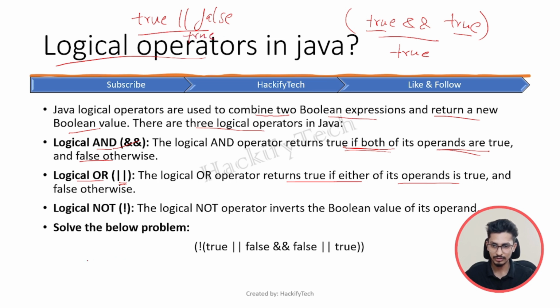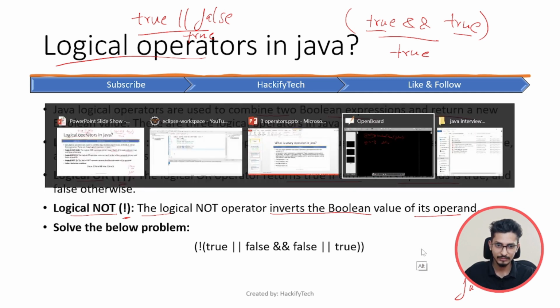Then the NOT operator, what we call the logical NOT operator, can be defined with the help of an exclamation mark. The logical NOT operator inverts the boolean value of an operand. What this means is, if you have negation of true, the output of this will be false, which means it will negate the value. Okay, so for a better understanding, let me explain it with the help of the board.